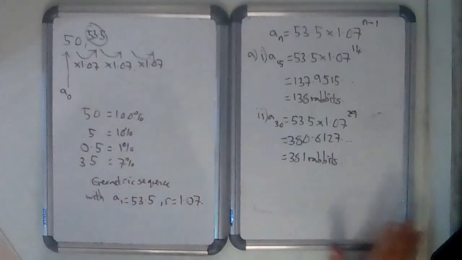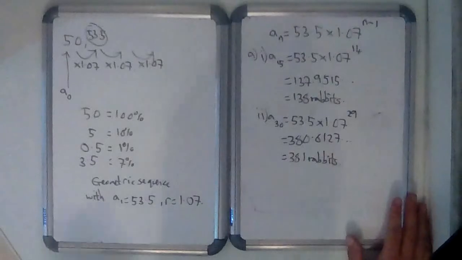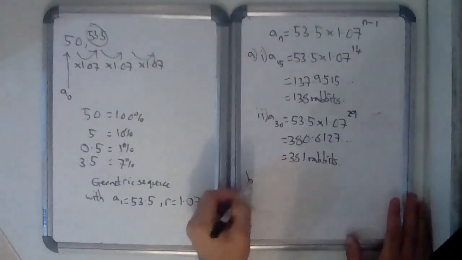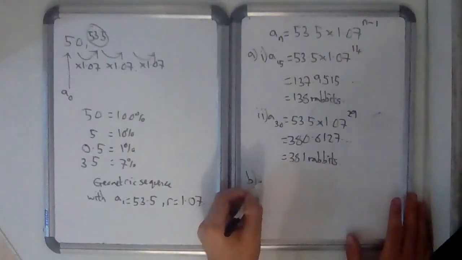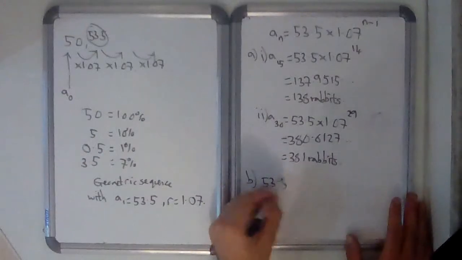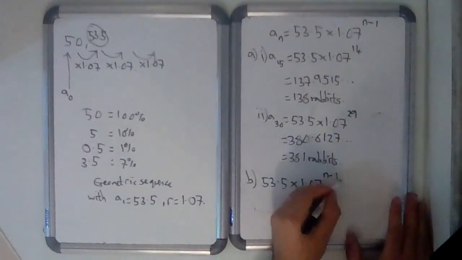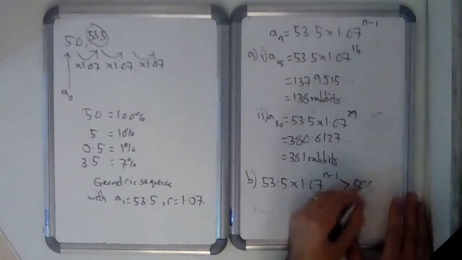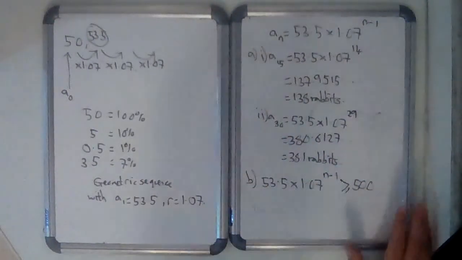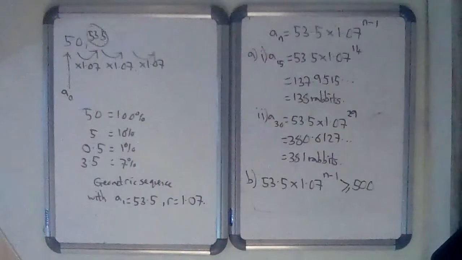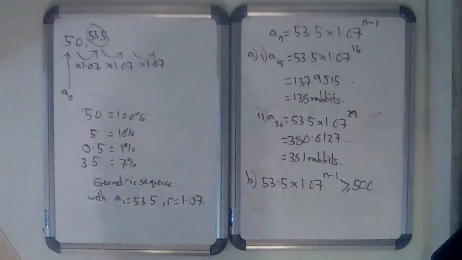Right, so part C, how long would it take for the population to reach 500? So you need to know when is 53.5 times 1.07 to the n minus 1 greater than 500? Well, I suppose greater than or equal to, because it says how long for the population to reach 500. Now, there's multiple ways to do this. Technically, we're assuming that you don't know logarithms yet, although they are in the IGCSE and they should have been covered. So logarithms would be a good method.